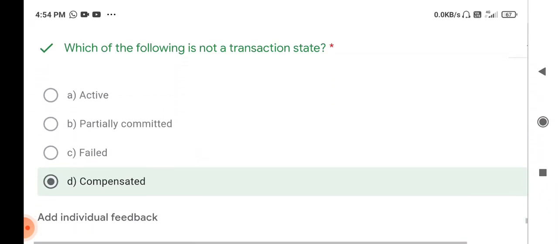Next question is, which of the following is not a transaction state? For this question you must know the architecture of transactions in a database. Active, partially committed, and failed, these three are already transaction states. And which is not a transaction state? Compensated. So option number 4 is the correct option, that is not a transaction state.